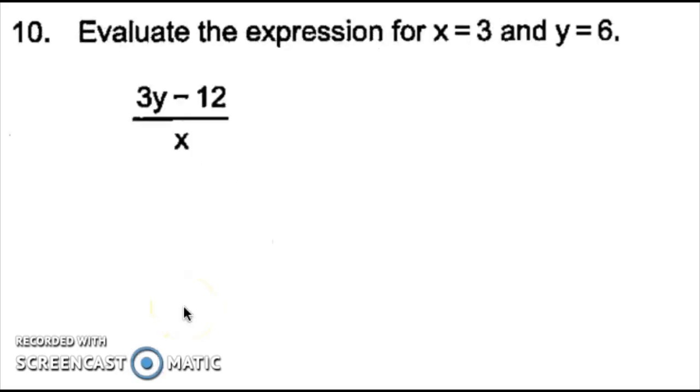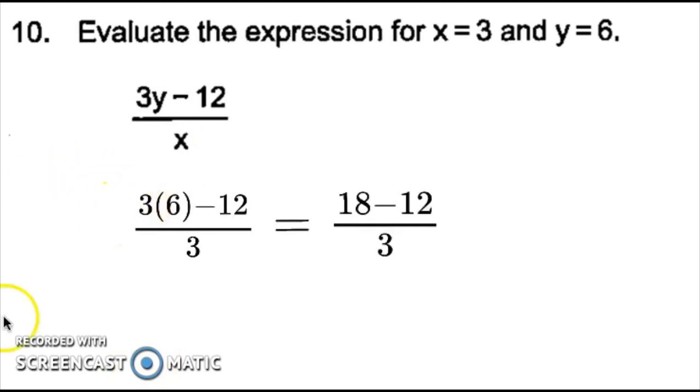Going to number 10, it asks you to evaluate the expression for x equals 3 and y equals 6. And we have the expression 3y minus 12, all over x. Taking out this y and replacing it with 6, and taking out this x and replacing it with 3, we can now evaluate it. So now we'll do 3 times 6, which is 18. So 18 minus 12 is 6, and then 6 over 3 is going to be 2. So your answer for number 10 is going to be 2.